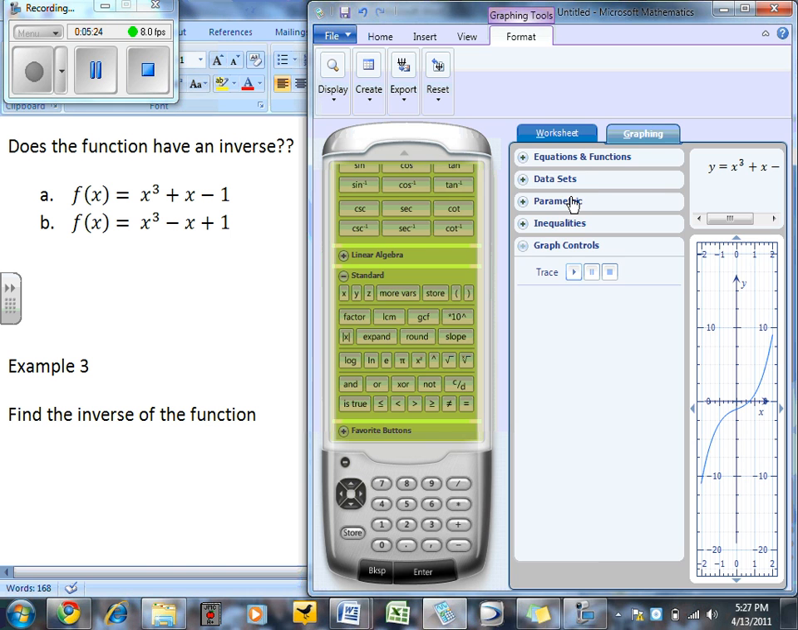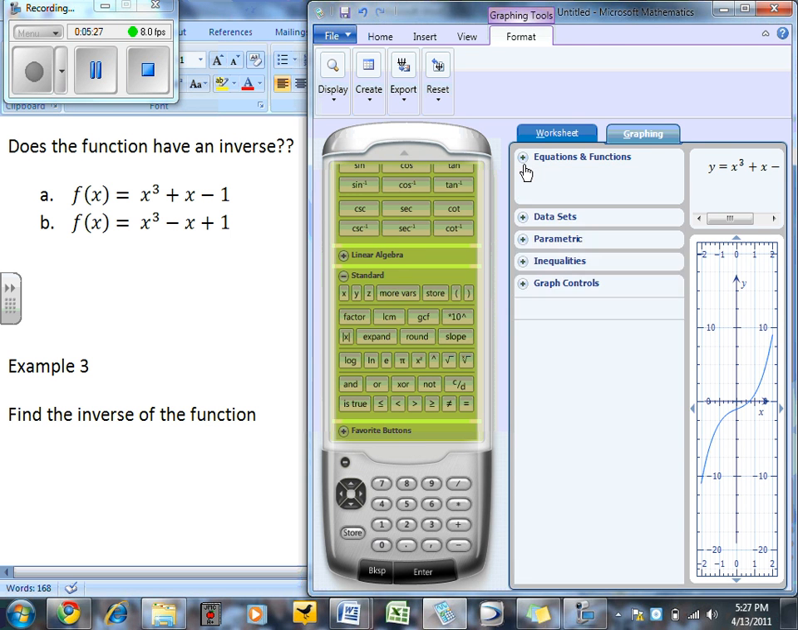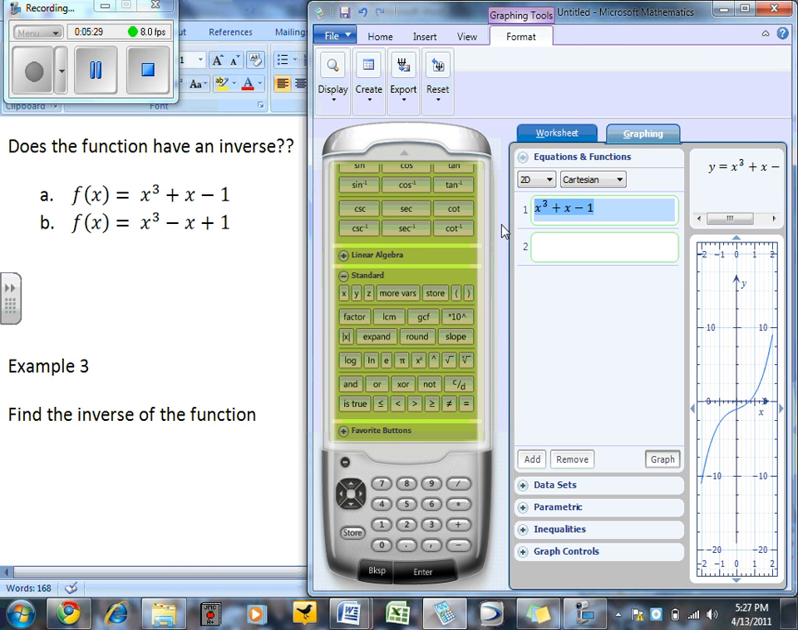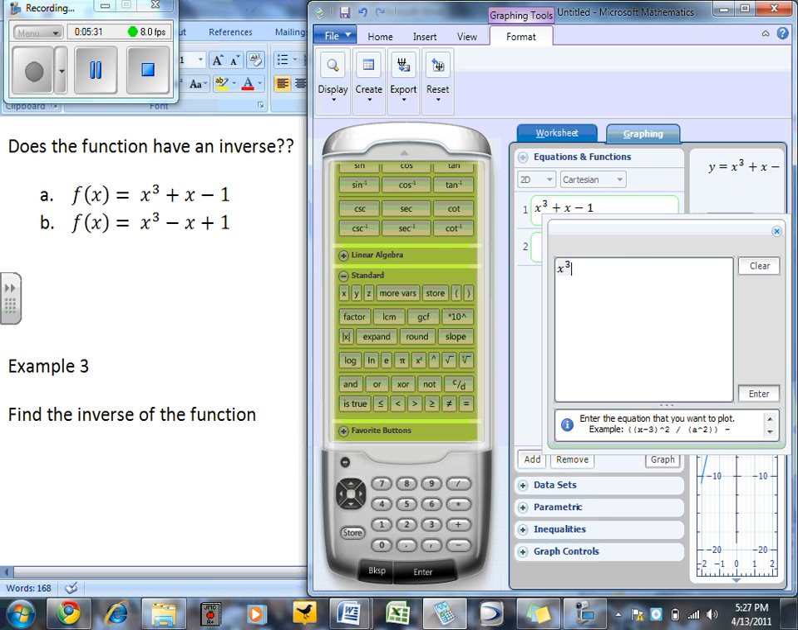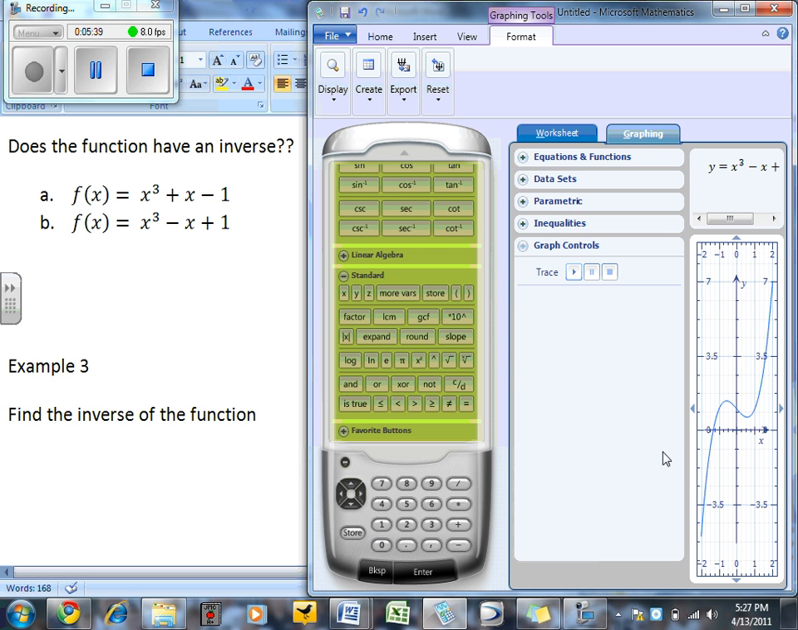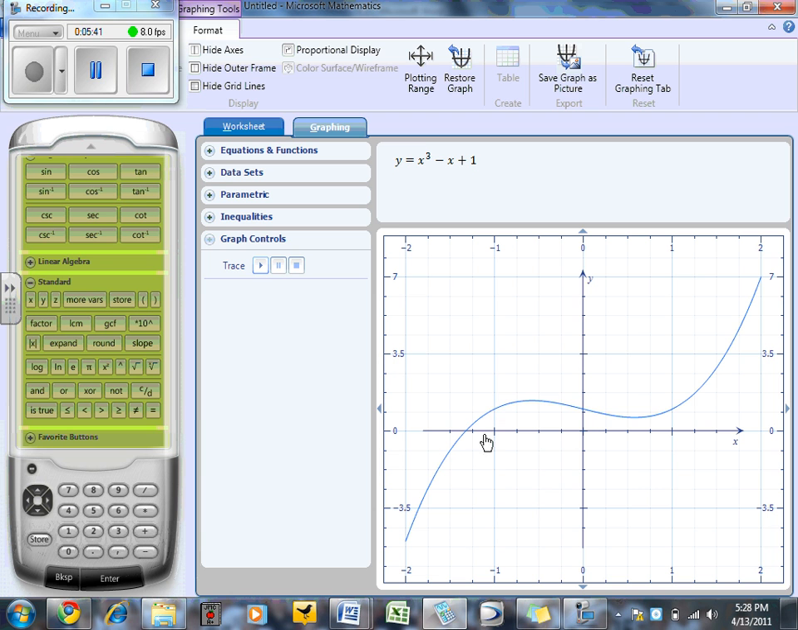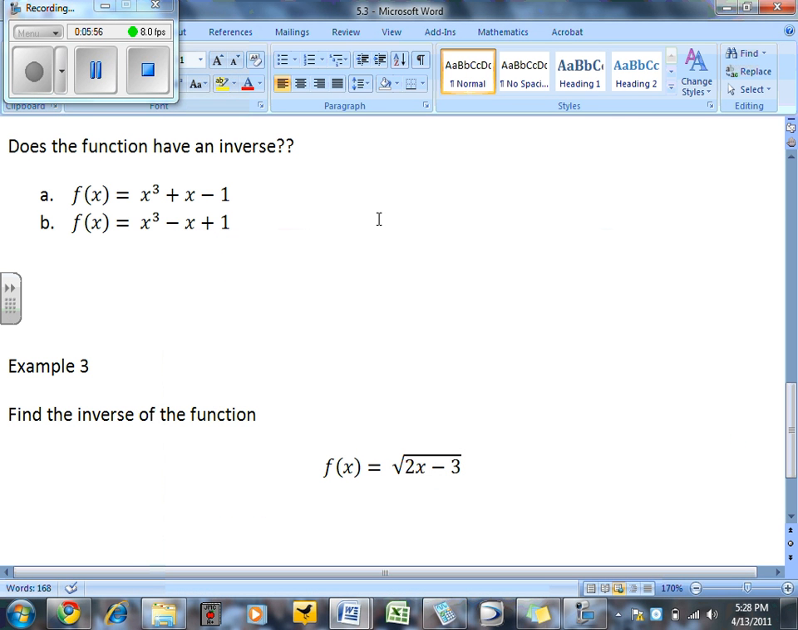All right, so let's graph another one. Let's graph x cubed minus x plus 1. Let's graph this function and see what happens. When we graph this function, now look, I can actually draw a horizontal line right through here, and I'm going to pass through that function twice. Well, that doesn't pass the horizontal line test. Therefore, that is not going to have an inverse. So the first one is going to have an inverse, the second one doesn't.